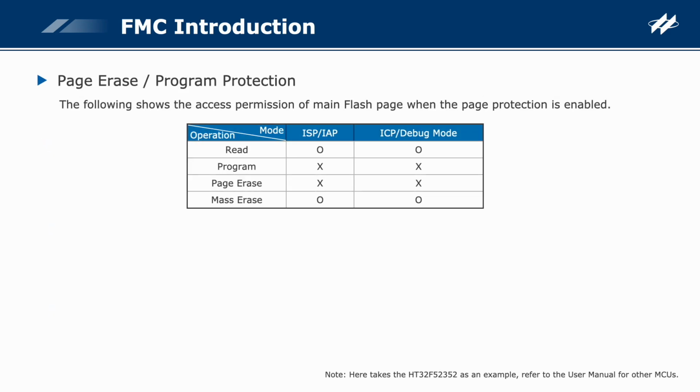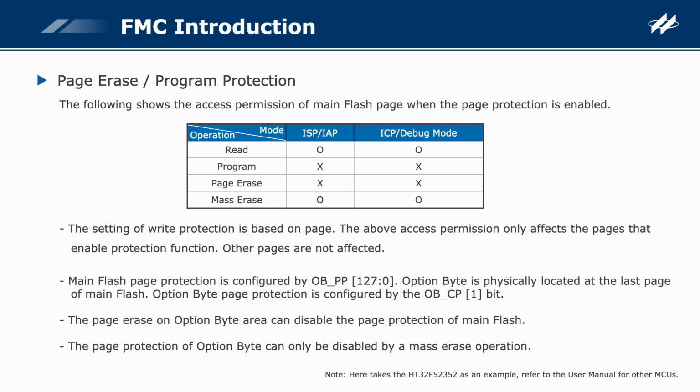The FMC page erase or program protection is used to prevent unexpected operation of flash memory. The page erase or word programming command will not be accepted by FMC on the protected pages. As you can see, for the operations of read, program, page erase and mass erase, after the page protection has been enabled, the access permission page is different for different modes, no matter ISP or IAP, ICP or debug mode, or from SRAM booting, the page erase and program operations are not available. Only read and mass erase operations are available.